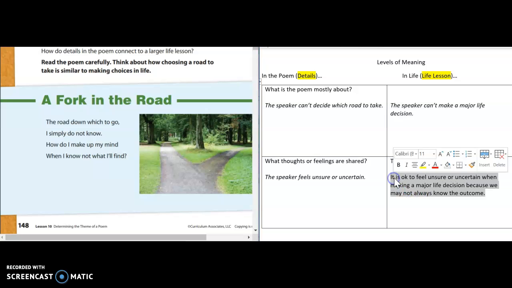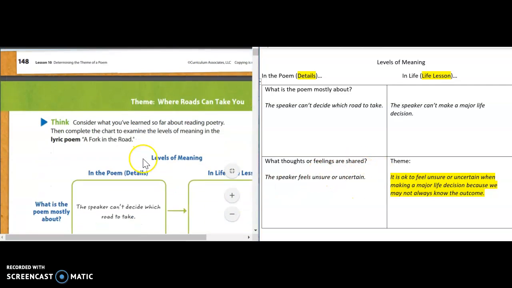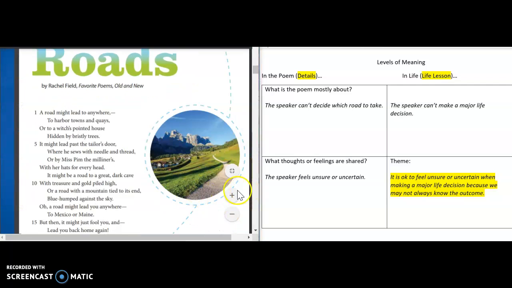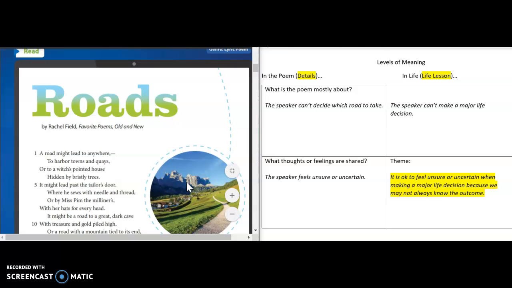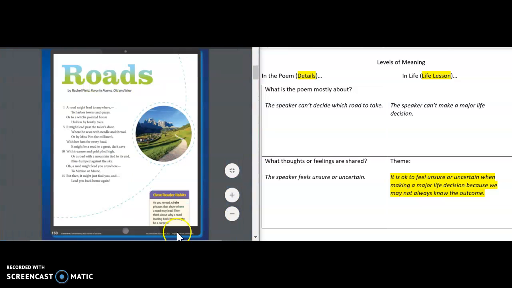Now, again, just to remind ourselves, this is our end goal to help us determine the theme of a poem. Theme is something that can apply to more than one text. So what I want you to do now on your own, I'm going to scroll down here, and I want you to look. Here is a poem, and it is titled Roads. It's another topic, let's say, as we move through the week. You might see a lot of poems written about different roads.